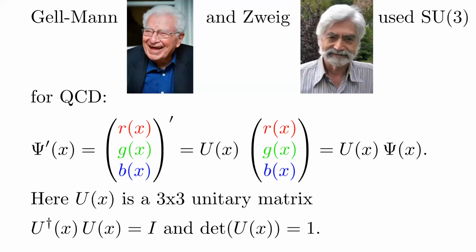Gell-Mann and Zweig used SU3 for QCD. There, they said that the quarks came in three colors. Of course, we say color, but color is a mathematical color. It's not the actual color that you'd see if you could see the quarks. But the transformation looks like this. It's a 3x3 unitary matrix of unit determinant, and it depends upon X, the space-time point. And so in quantum chromodynamics, in order to have this local symmetry, the quarks have to interact with the gluons. And as we know, that leads to confinement, although exactly how that comes about is not very clear.